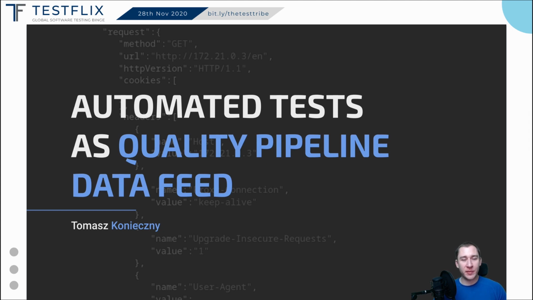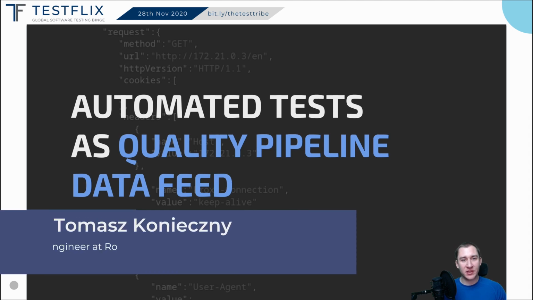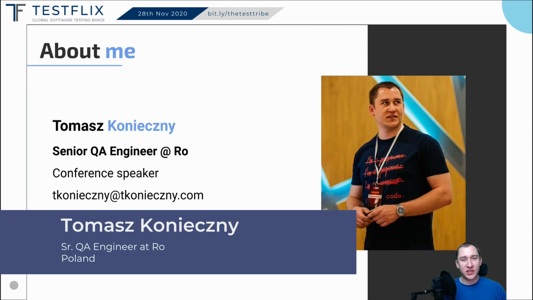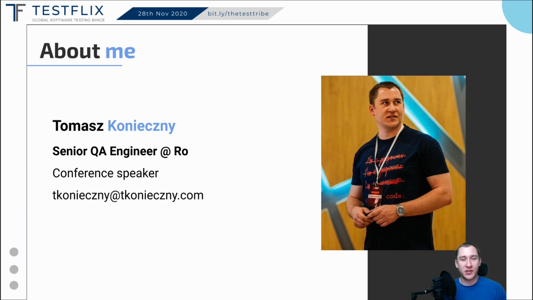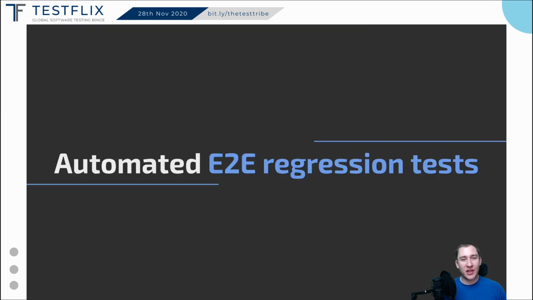Automated tests as quality pipeline data feed. So basically, how to reuse current automated tests for different purposes. Just a few words about me. I'm Tomasz Konieczny, I currently work for RAW as a senior QA engineer, and I'm mainly responsible for test architecture and infrastructure.